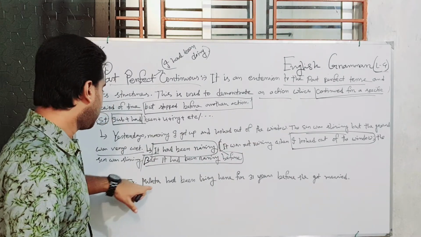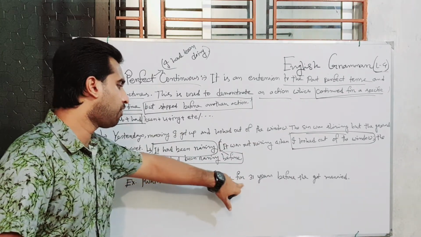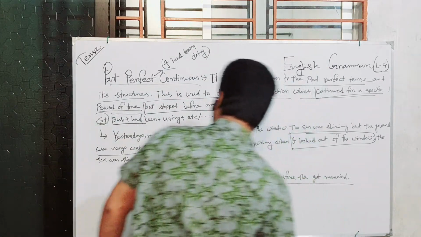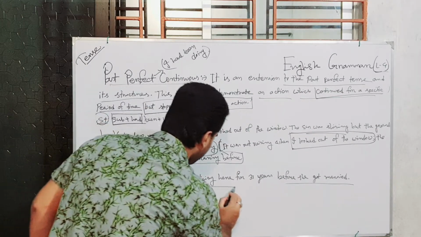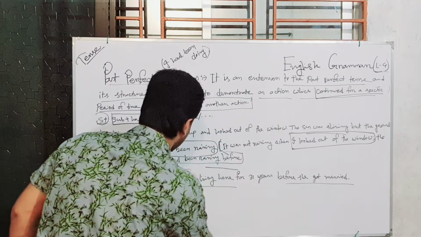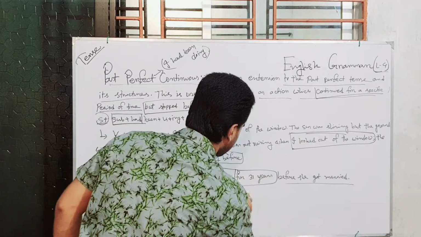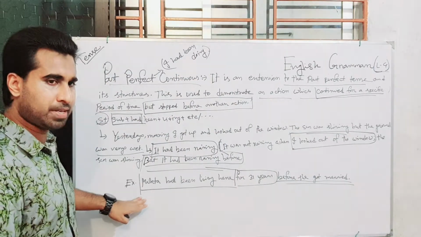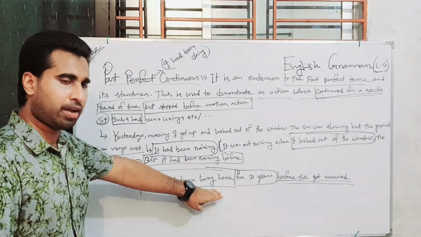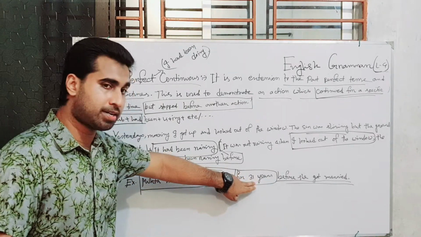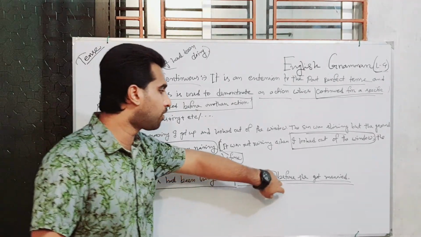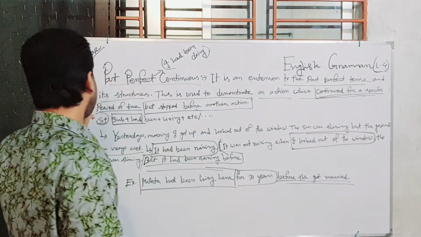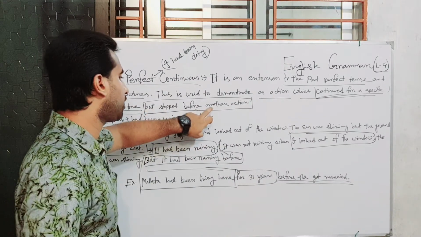Here is an example. Mukta had been living here for 30 years before she got married. Look at this sentence, please. Mukta had been living here for 30 years before she got married. It continued for a specific period of time but stopped before another action.